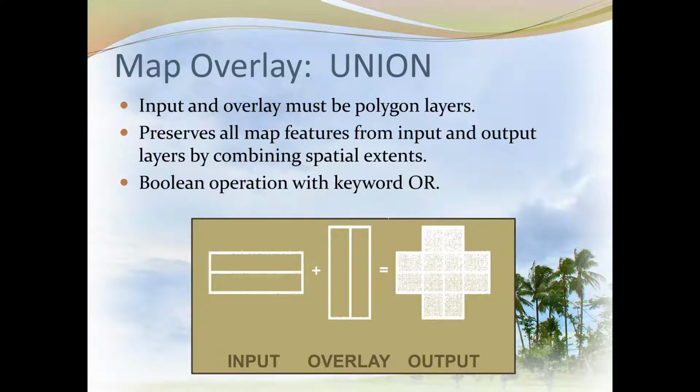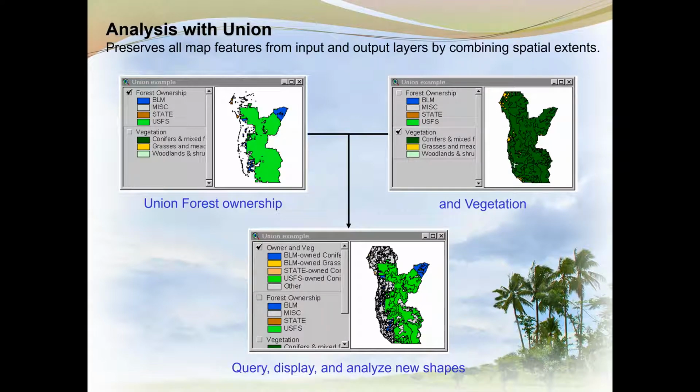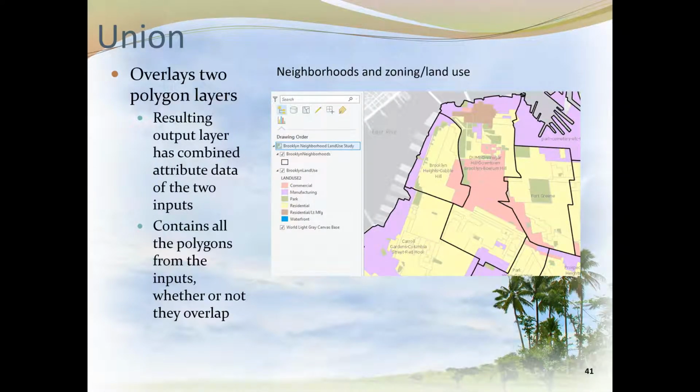So the overlay is union. It's like you add more rows together. Input and overlay must be polygon layers, and it preserves all map features from input and output layers by combining spatial extents. Which means their tables have to be the same; we just add more rows to our maps. Or you can add more things. For example, here I have an overlay of two polygon layers.